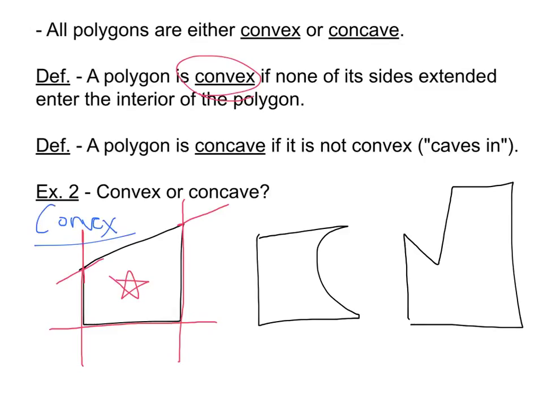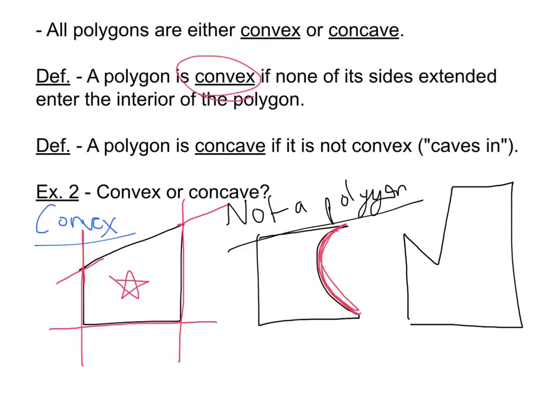Next up, we have this figure here. And notice how it has a curvy portion. So is this convex or concave? Well, it kind of caves in here, but really what we want to say is this is not even a polygon at all. Recall the definition of a polygon, where it says you can only have straight line segments as sides. This is not a straight line segment, so it's not a polygon. So we won't consider that one.